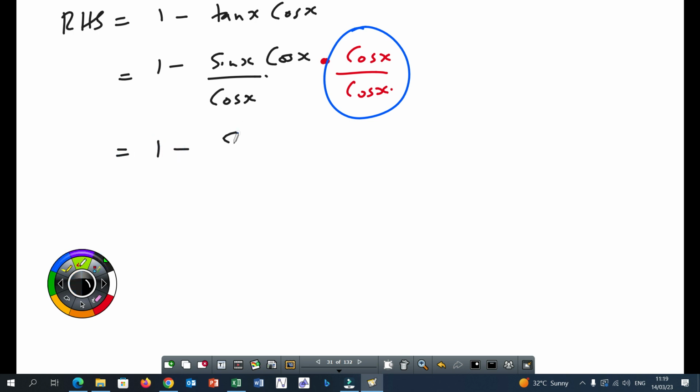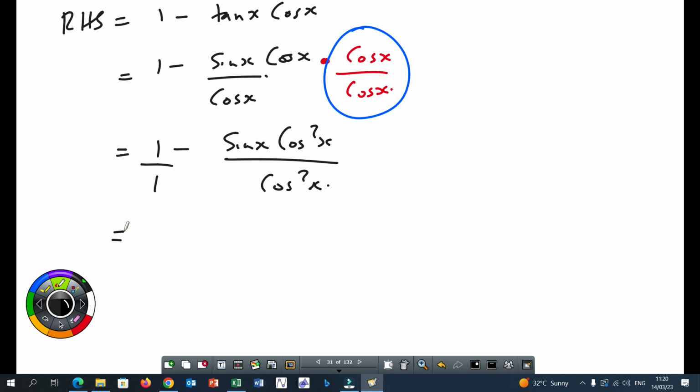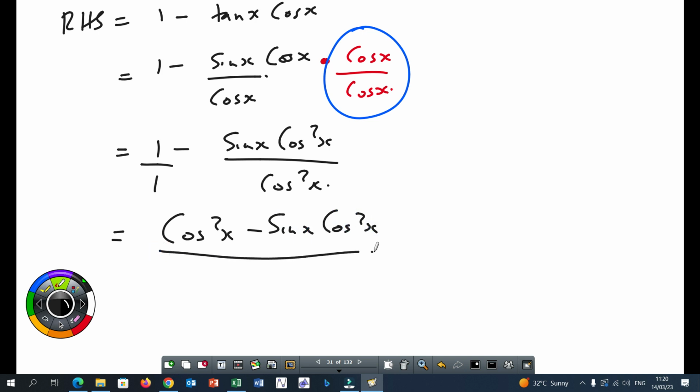So this will be 1 minus sine x times cos squared x over cos squared x. Then our denominator there is a 1. So our LCD is cos squared x. So this will be cos squared x minus sine x times cos squared x all over cos squared x. The concept of the LCD is so important. Okay, just to tell you something. When you are doing trigonometry, if you can't find the LCD, you are going to have problems starting with the proof of identities.